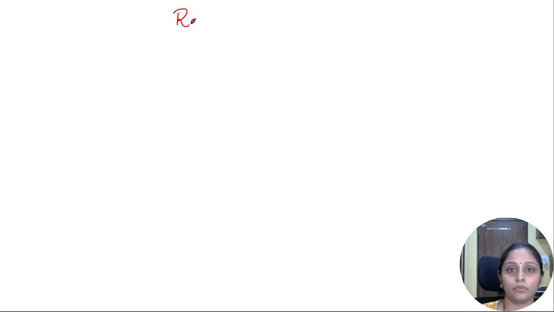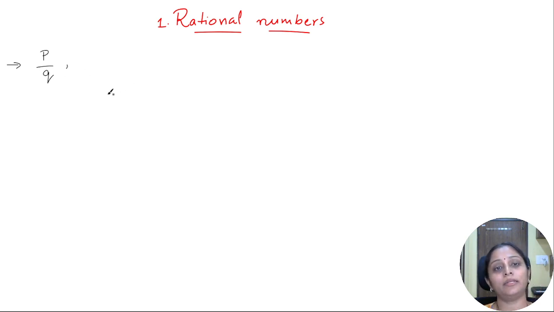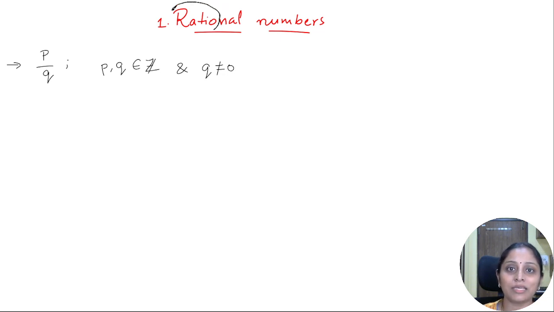So, rational numbers. Okay. Any number that can be written in the form of p/q, where p and q are integers. But, and very importantly, q is not equal to 0. These numbers are called rational numbers. So what are rational numbers? Any number that can be written in the form of p/q, where p and q are integers and q is not equal to 0 is a rational number. You can see in the name itself, it is about ratio, right? p/q.